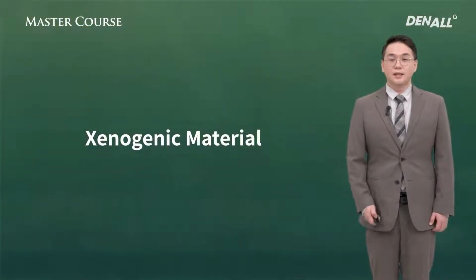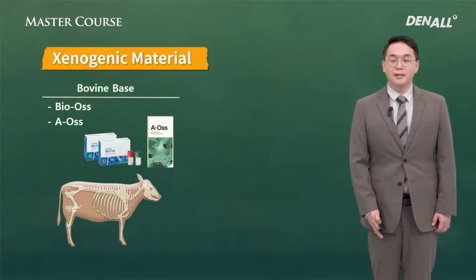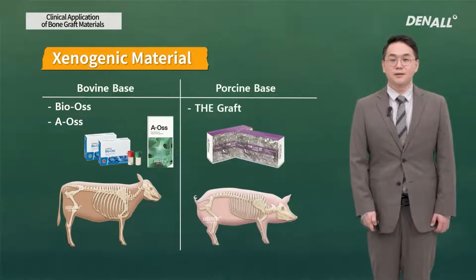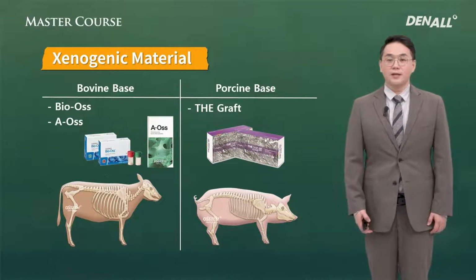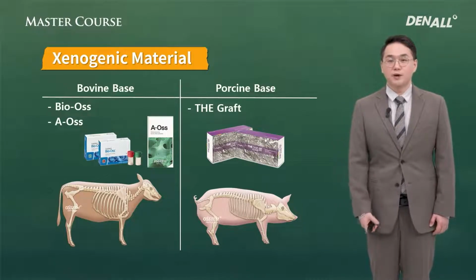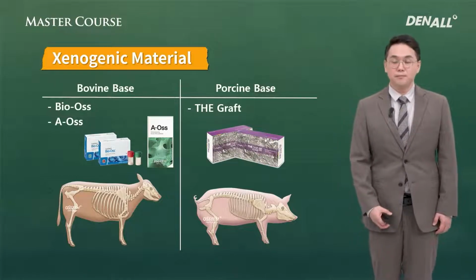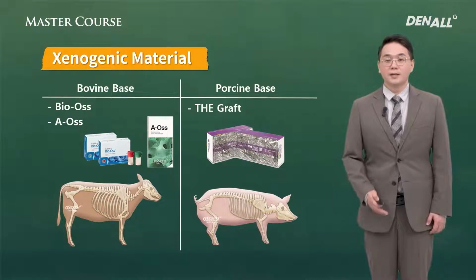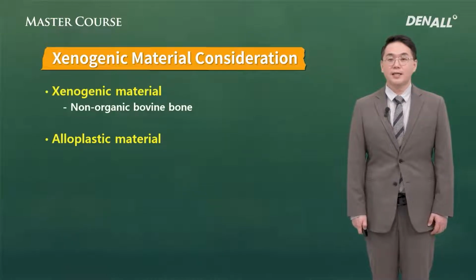Next, xenogenic graft material using porcine, bovine, or horse material. There's a bovine base, porcine base. These can be the broad categories. More importantly, when we use the xenogenic material, we need to remember that the organic component, the protein, should be removed. Xenogenic protein shouldn't be spreading in the body. So the process of protein removal can be done using heat treatment.